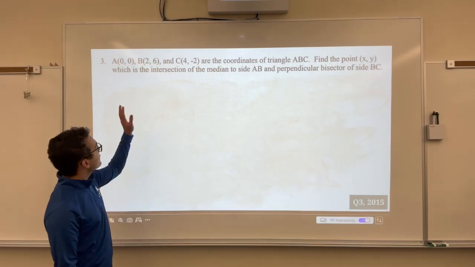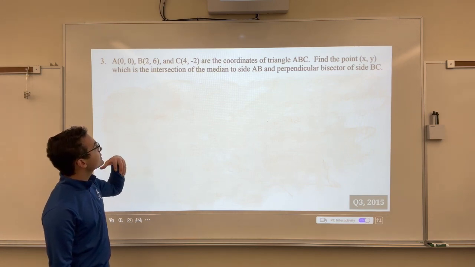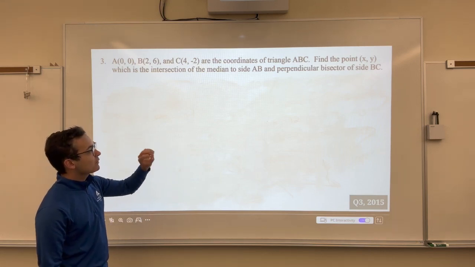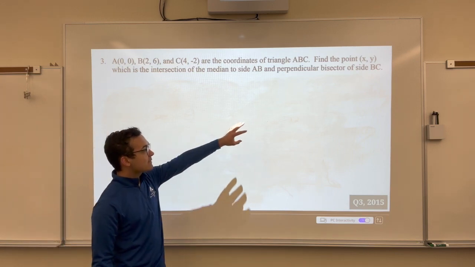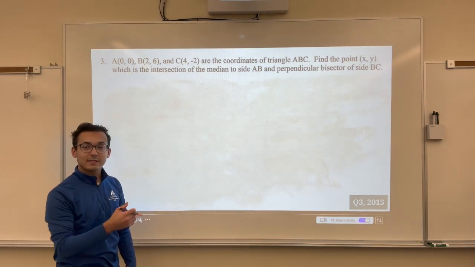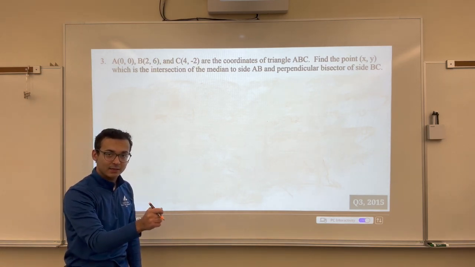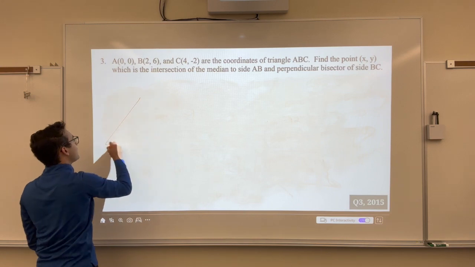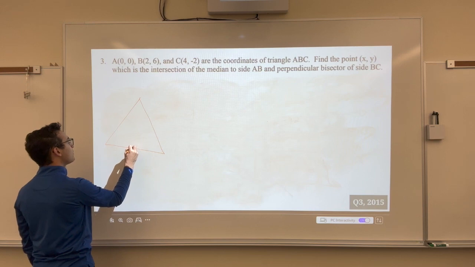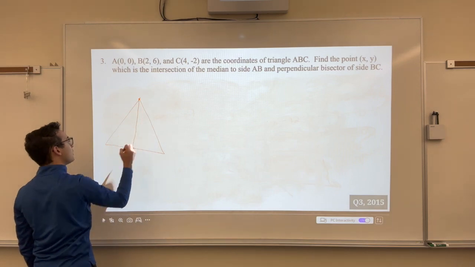Alright, so in this problem they give us 3 coordinates, which are the vertices of a triangle, and it tells us to find the point, which is the intersection of the median to side AB and the perpendicular bisector of side BC. Now, we've seen the perpendicular bisector before in this video, but we have not seen median. So the median is defined as the line segment that connects a vertex to the midpoint of the opposite side. Okay, so for example, if our triangle looked like this, the median to this side would go through the midpoint and the vertex. So this right here would be the median.